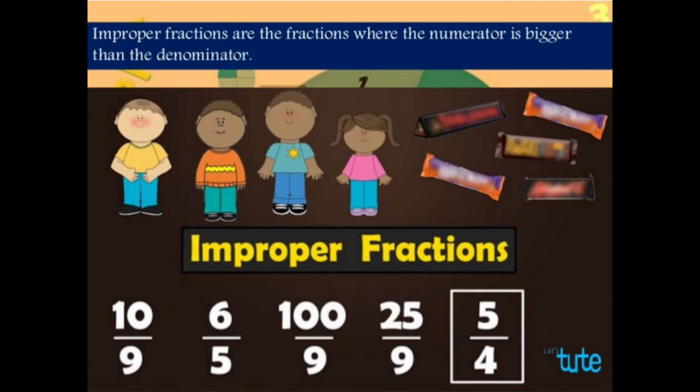Improper fractions are the fractions where the numerator is bigger than the denominator. So 6/5 and 5/4 are some examples of improper fractions.